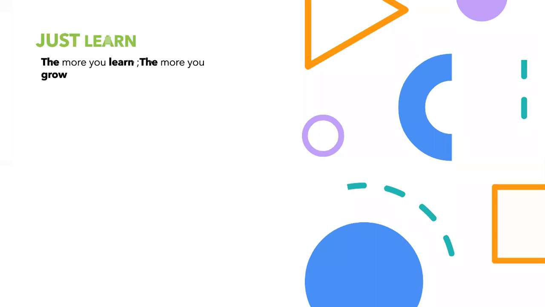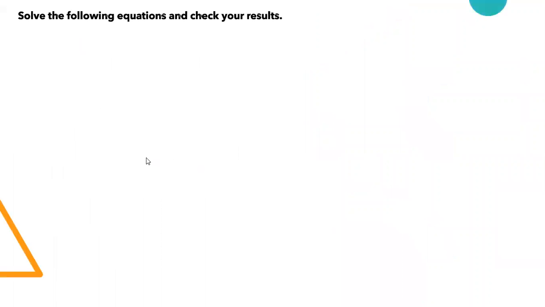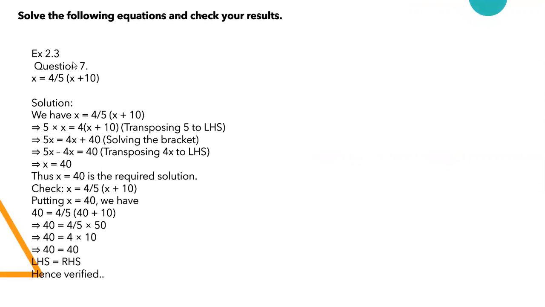Today we're going to discuss linear equations in one variable, class 8 CBSE, question 7 and question 8, in this video. Let's begin. Here I'll have question 7 displayed for you. So question 7 says x equals 4 divided by 5 (x plus 10). So here basically you have to solve this.